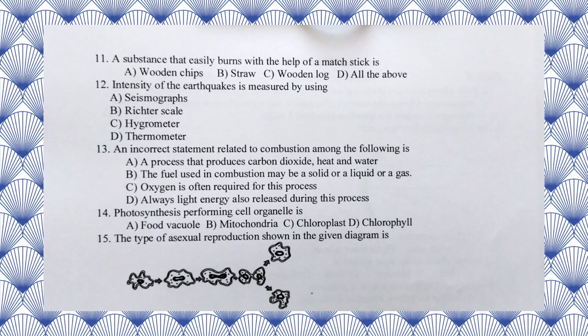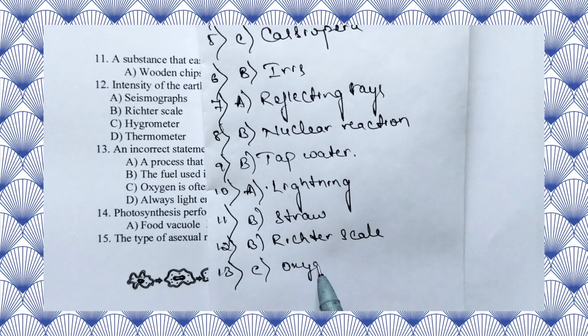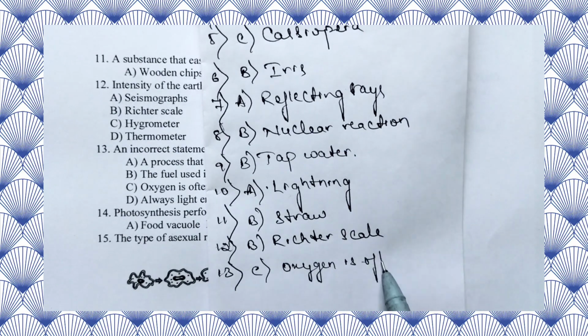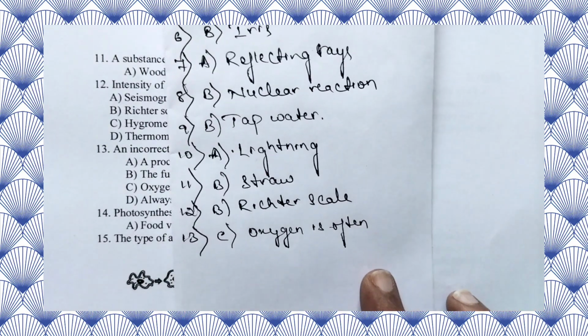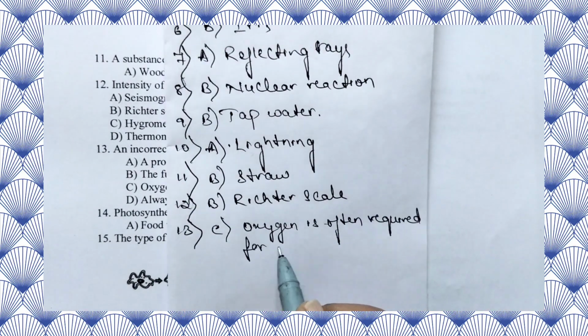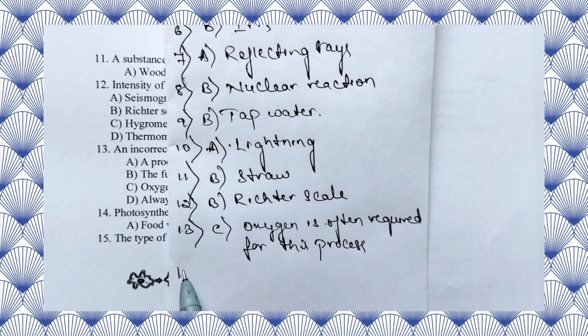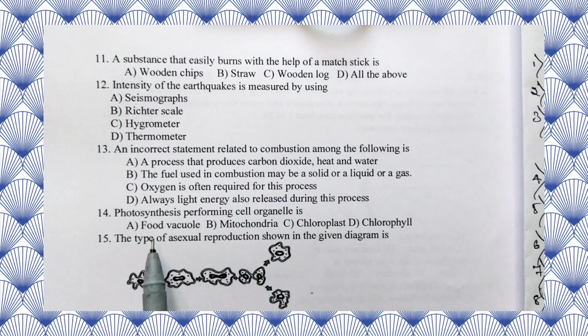So the incorrect statement among these four is that oxygen is often required. It is not often required, it is required continuously. So for the 13th question, option C, oxygen is often required for this process, is the incorrect statement. Then coming to the 14th question, photosynthesis performing cell organelle is food vacuole, mitochondria, chloroplast and chlorophyll.